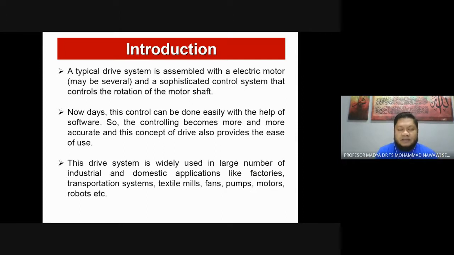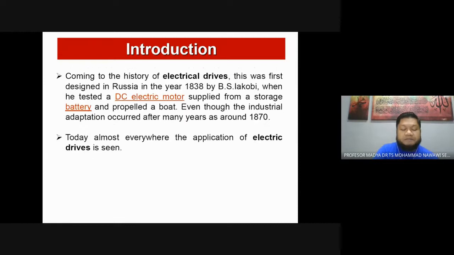the electrical drive system. Okay, so this drive system is widely used in large numbers of industrial and domestic applications like factories, transportation systems, in the case of rail, electric train. So we have this transportation system, buses, and we have these textile mills, fans, pumps, motors, and robots, etc.